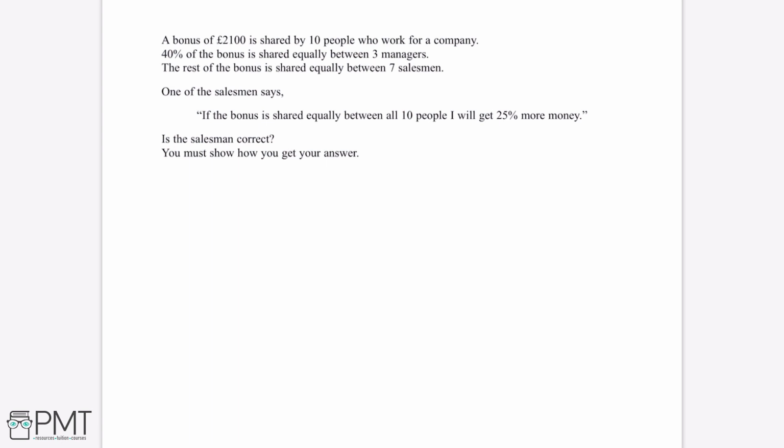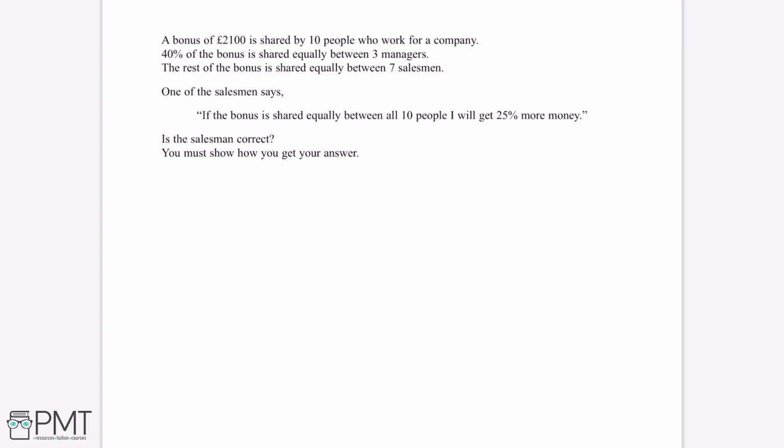A bonus of £2,100 is shared by 10 people who work for a company. 40% of the bonus is shared equally between 3 managers. The rest of the bonus is shared equally between 7 salesmen. One of the salesmen says, if the bonus is shared equally between all 10 people, I will get 25% more money. Is the salesman correct? You must show how you get your answer.